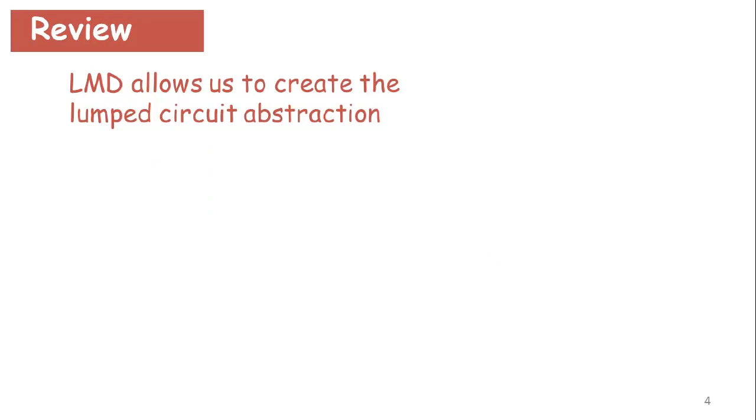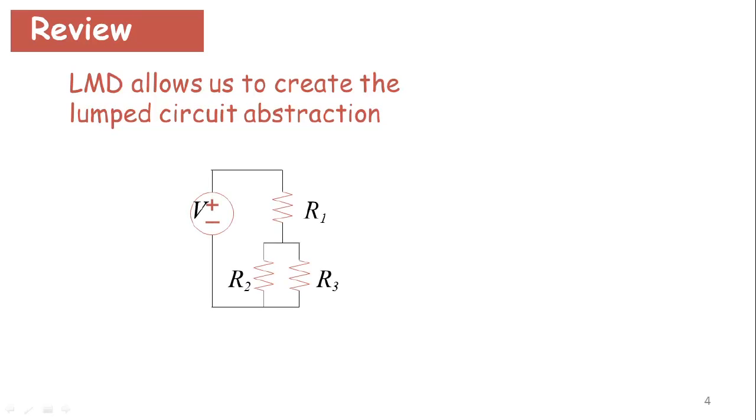Continuing with our review, the lumped matter discipline enables us to create the lumped circuit abstraction. So you take these lumped elements and you connect them with ideal wires. So in this case, I have a resistor, which is a lumped element, a voltage source, and I connect them with these ideal wires, and what you end up with is called a lumped circuit. So this is your lumped circuit abstraction.